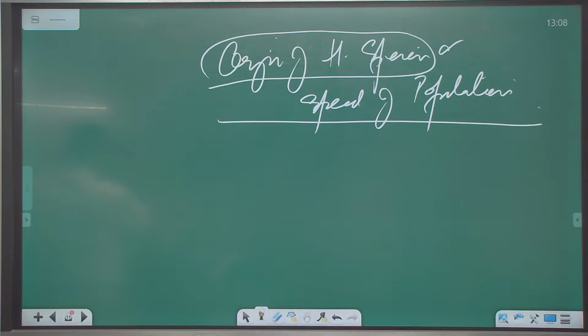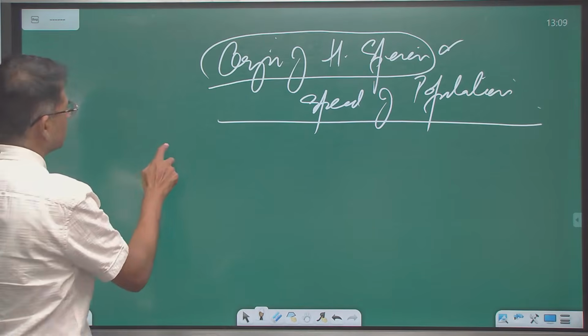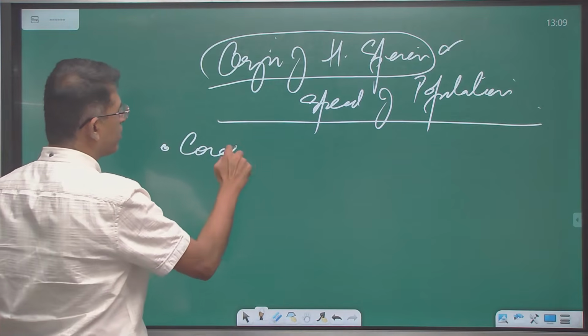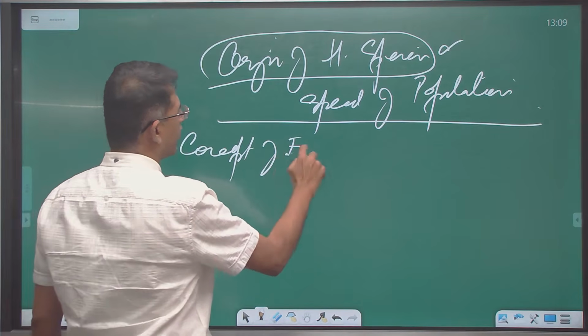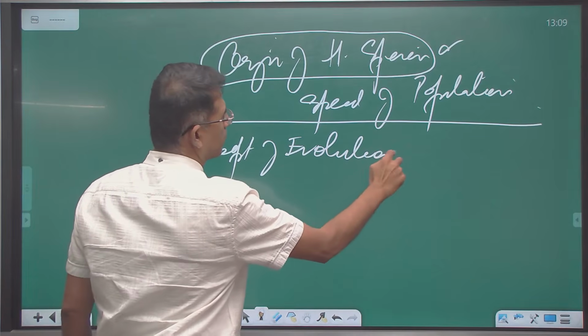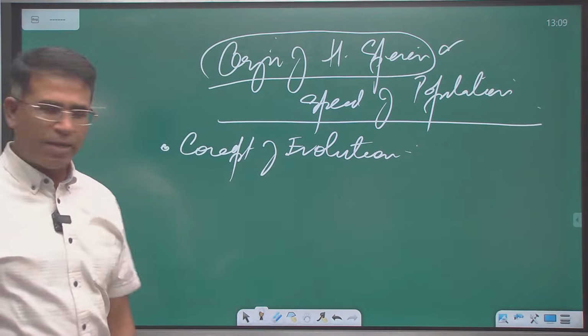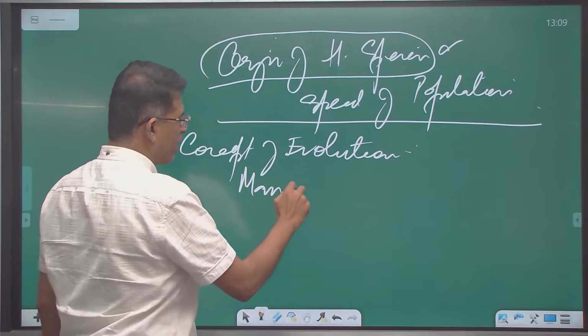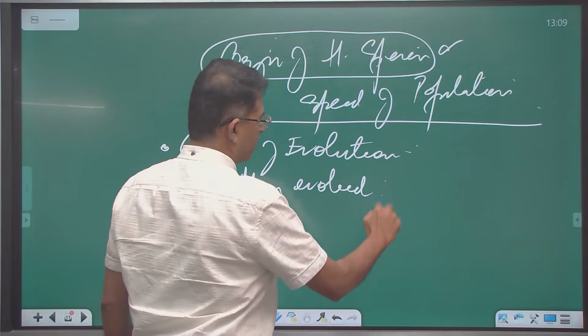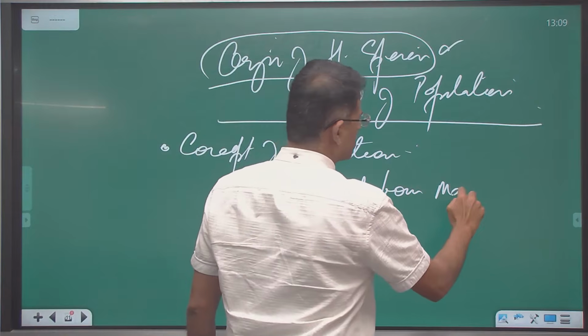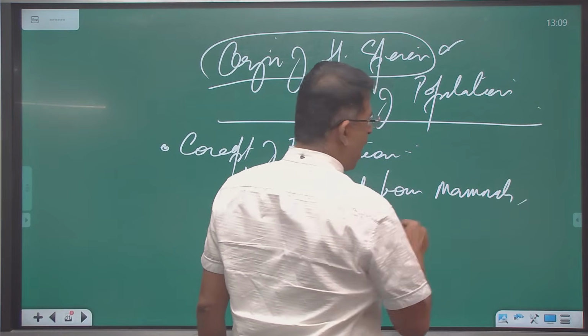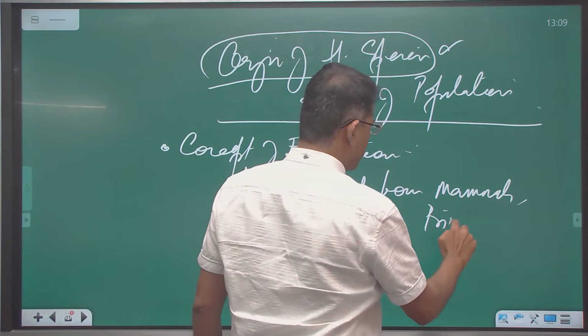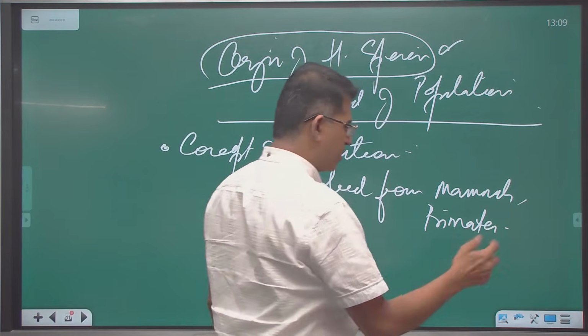How did man move, migrate, and so on. So, we have the concept of evolution. Man evolved from mammals. Man evolved from primates, apes.